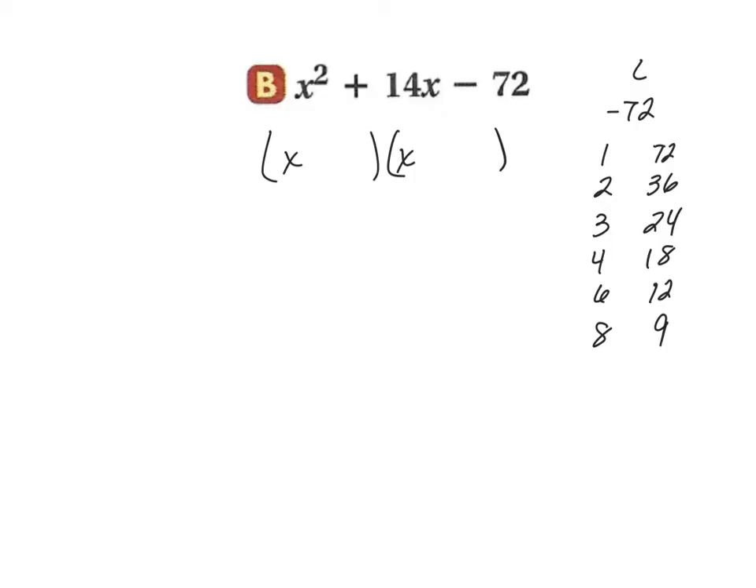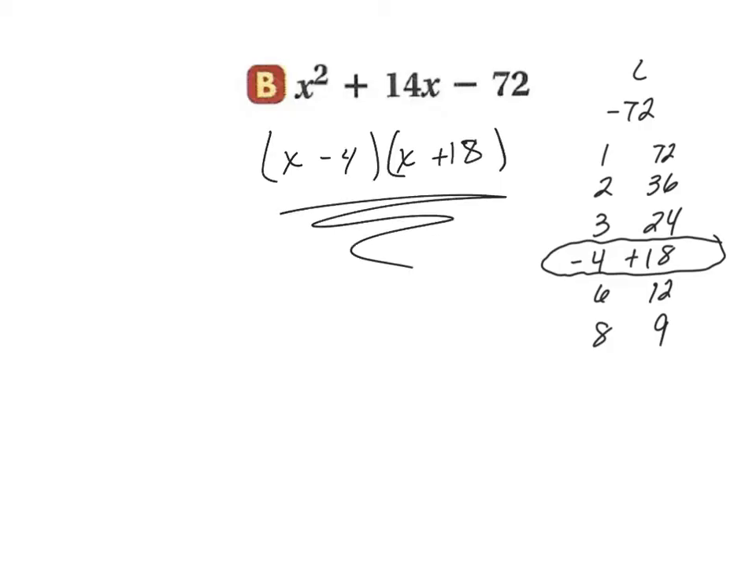All right, so since this is a negative 72, these would have to be opposite signs. And if you remember back to that second slide, it said same sign add, opposite sign subtract, keep the sign of the bigger number. So this time we're going to have to subtract to make 14, and it's a positive 14, so the bigger number had to be a positive, and you'll see that my factors right here will make 14. So I can put the negative 4 up here, the positive 18, and it's factored.